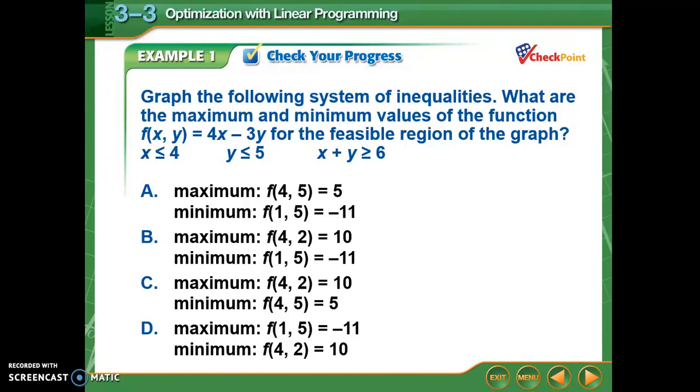Right, so I want you guys to do that same thing for the situation. Here we have 3 inequalities. Here you have the function. So graph the inequalities first, find their vertices, and then find the maximum or minimum values. All right, hopefully you answered B. Your maximum happens at the vertex 4, 2, which gives you 10, and the minimum happens at the vertex 1, 5, which gives you negative 11.